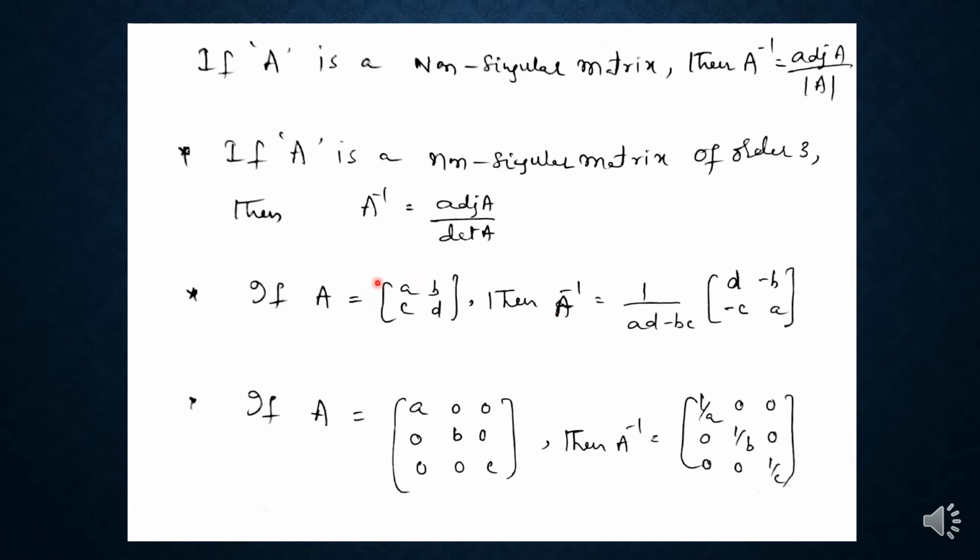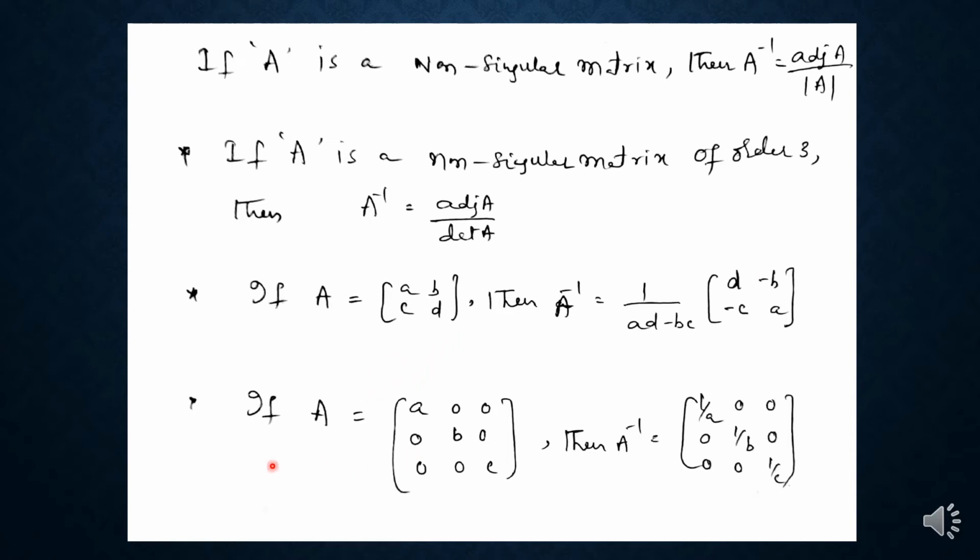Det A, what is det A? Det A is AD minus BC. So adjoint A by det A: we can directly write the formula A inverse is equal to 1 by (AD minus BC), times the matrix D, minus B, minus C, A. This AD minus BC is the det A, and this matrix is the adjoint A. It can be obtained from the given matrix by interchanging the principal diagonal elements: in the place of A we put D, and here we put A. Here minus B, minus C, that is the adjoint A of the 2 by 2 matrix ABCD.